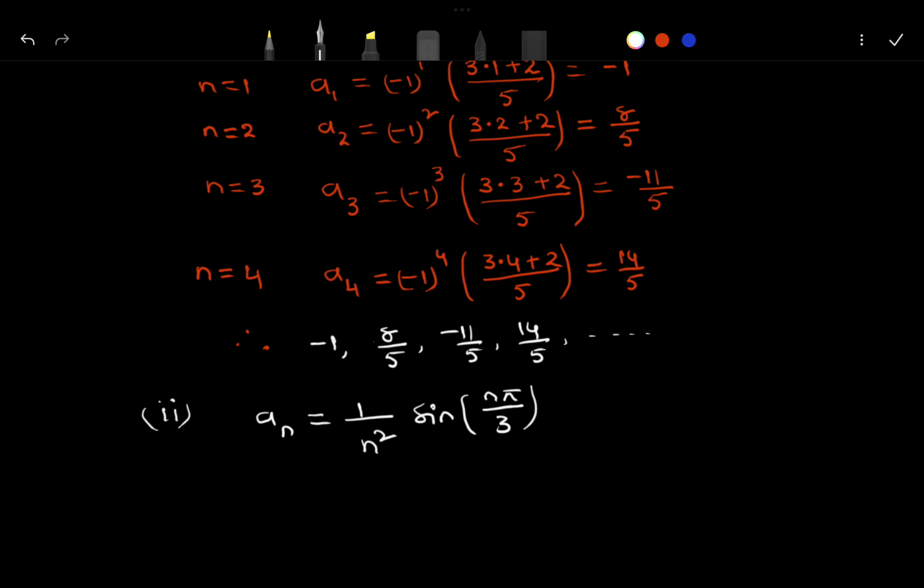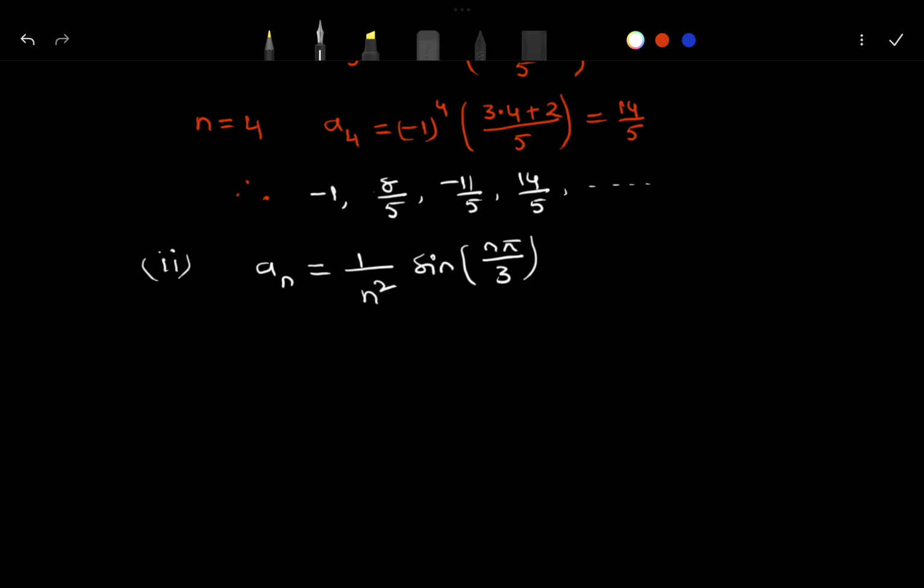So now you put n is equal to 1. So n is equal to 1 means you get the first term, that is a1 is equal to 1 by 1 square, that is 1, into sine of pi by 3. Sine pi by 3 means sine 60. So this value will be equal to root 3 by 2. So this is the first term.